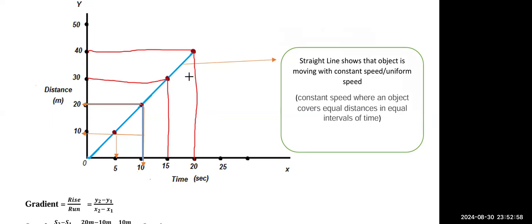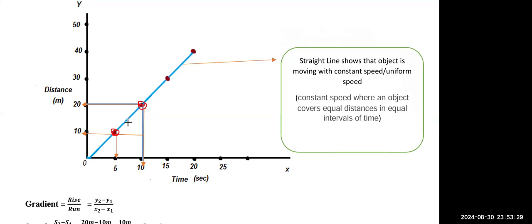In that case, when you have to find the gradient, you have to select any 2 points, the first point and second point, just as I have mentioned here. For example, I am selecting this point and this point. You have to find the slope or gradient of that, and then you can easily find the speed of the moving object.